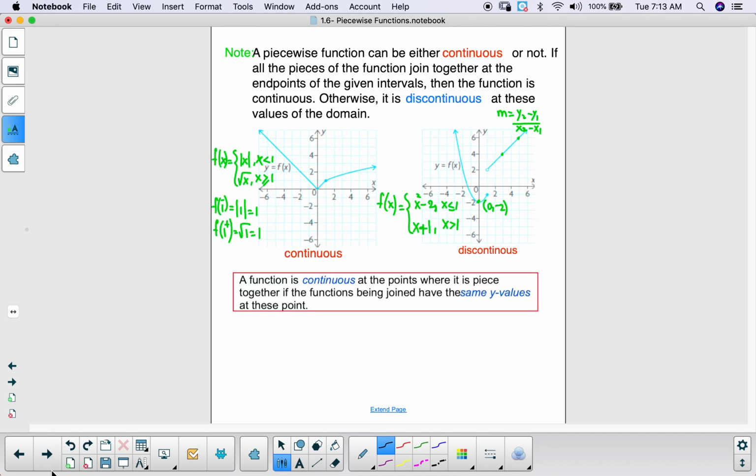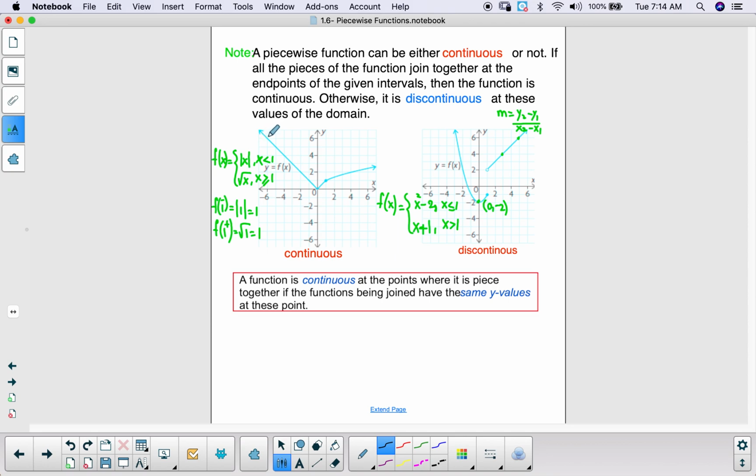A piecewise function can either be continuous or not. If all the pieces of the function join together at the endpoints of the intervals, then the function is continuous. Otherwise, it is discontinuous at these values of the domain. So I have here 2 examples shown. The first one here, you can see it's continuous because there are no holes or breaks in the graph.